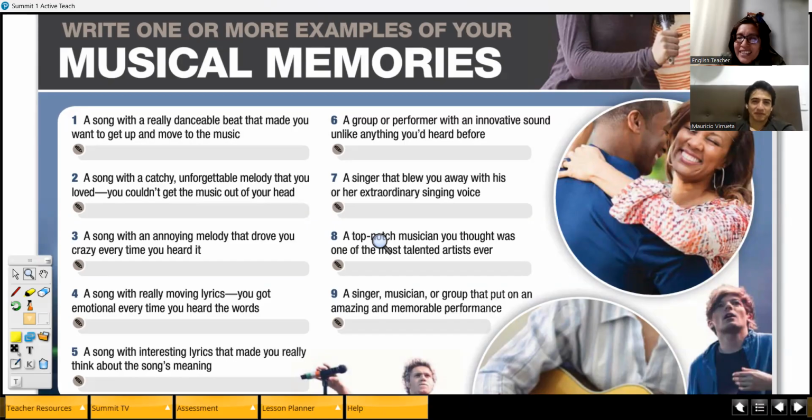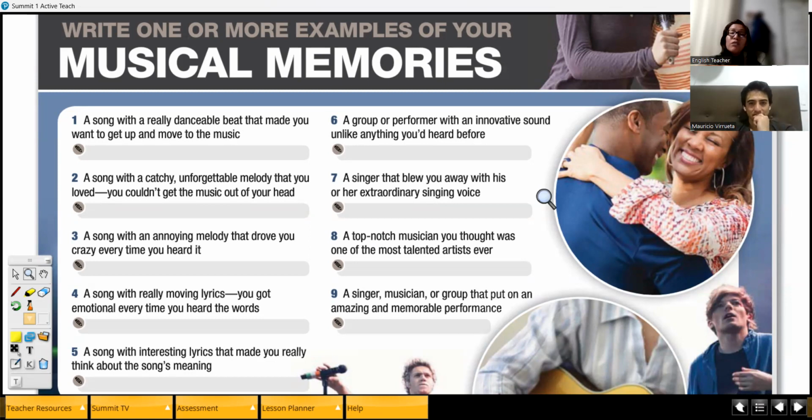Number 7. A singer that blew you away with his or her extraordinary singing voice. Adele, for example, could be a good example. Amazing. And if you listen to Adele talking, she speaks very, very fast. It's very difficult to try to follow her.